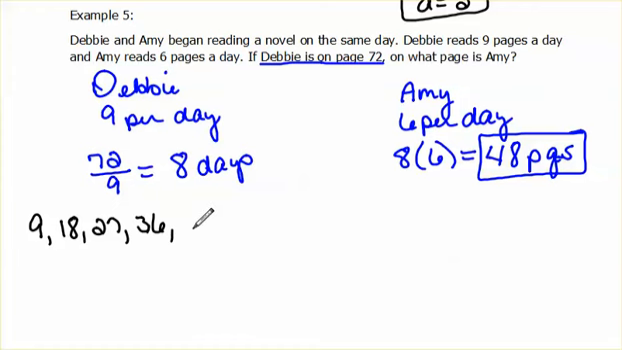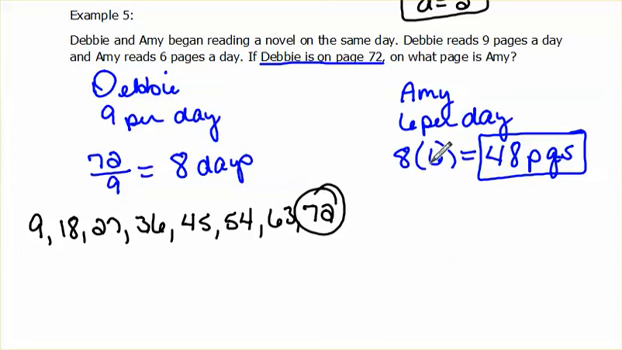After 5 days, she would be on page 45. After 6 days, she'd be on page 54. After 7 days, she'd be on page 63. And after 8 days, she'd be on page 72. So that would tell us that it was 8 days in.